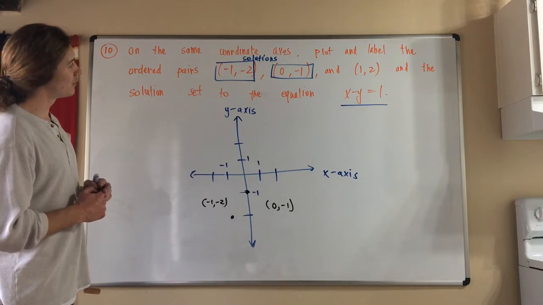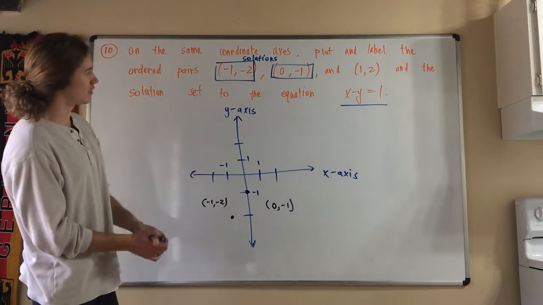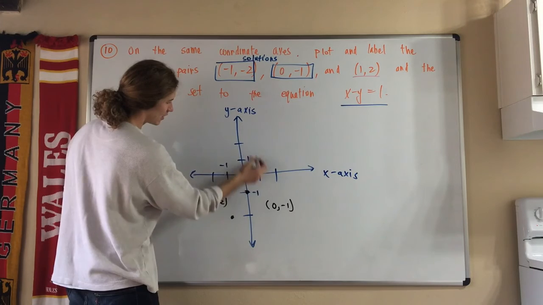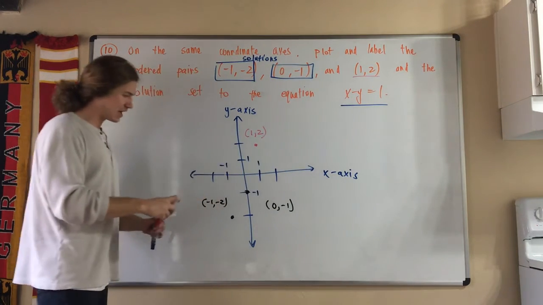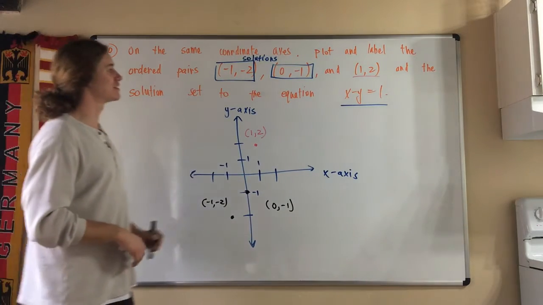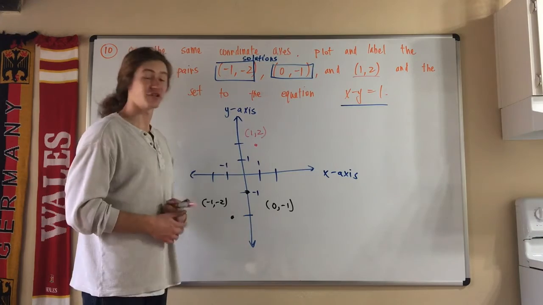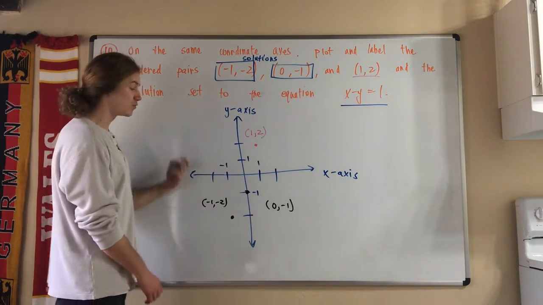And also the point 1, 2. And I'm going to just do a red for that one. 1, 2. So 1, 2 is right over here. Okay. Now the reason I did that in red is because we know that this is not a solution to x minus y equals 1. And so we know that it's not going to be on the line. But we do know that these first 2 ordered pairs are solutions, so these points will be on the line.